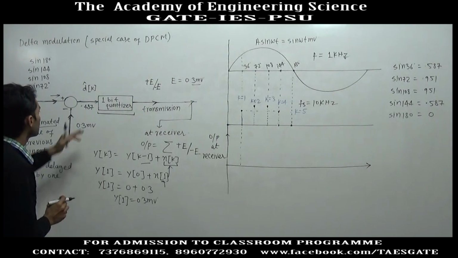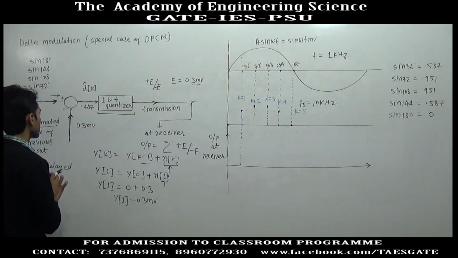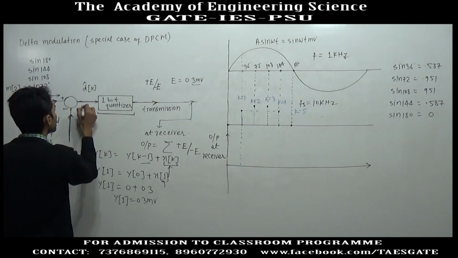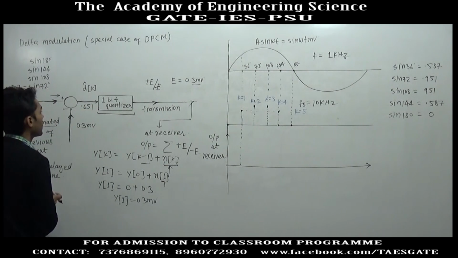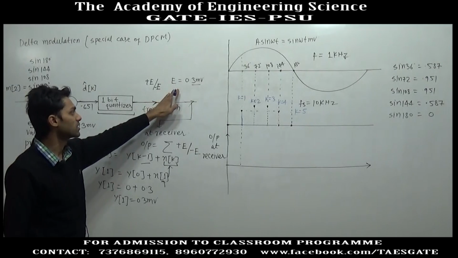So, the input to the quantizer will be 0.951 minus 0.3, so this will be 0.651. Again the input to the quantizer is positive, so the output will be plus E.